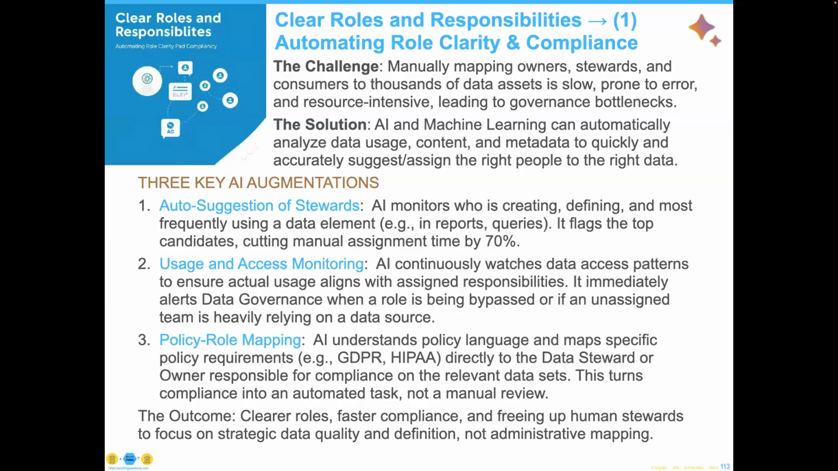First one, again, clear roles and responsibilities, automating role clarity and compliance. The idea of manually mapping these things to thousands of data items is slow and prone to error. Machine learning can help you quickly analyze the content and get these things to the right people by auto-suggesting stewards, by using usage and access monitoring, and by monitoring policy roles around all of these things. The clearer roles, the faster compliance, and the freeing up of the human stewards is something that can be measured and that people will appreciate.